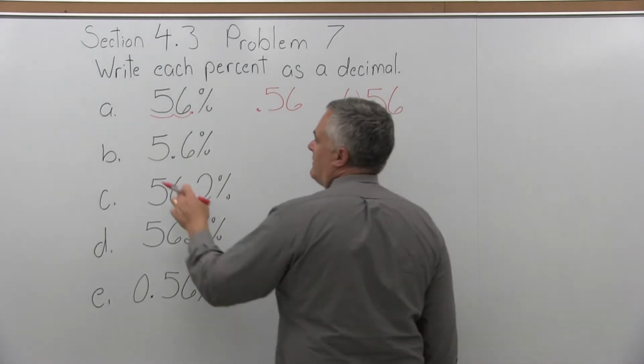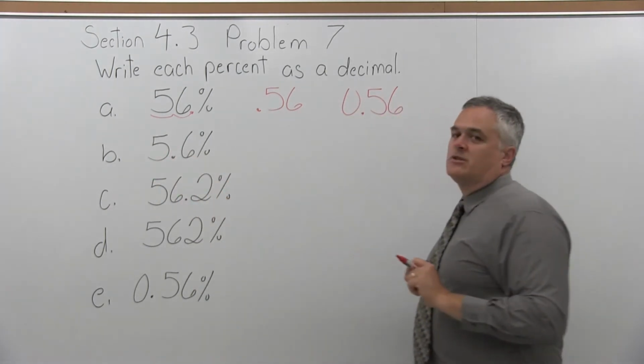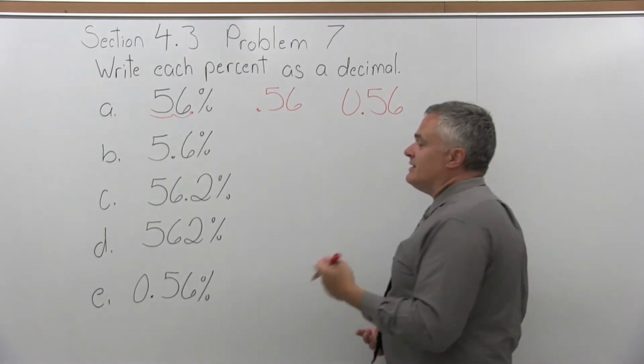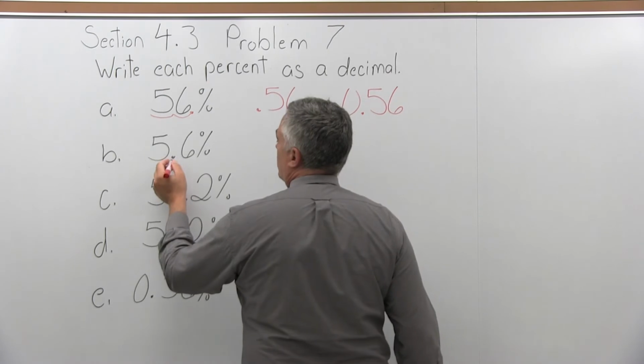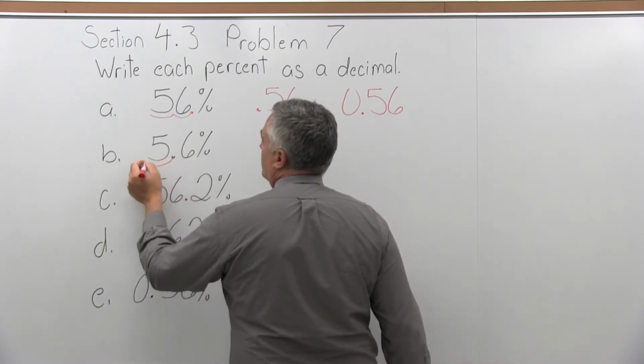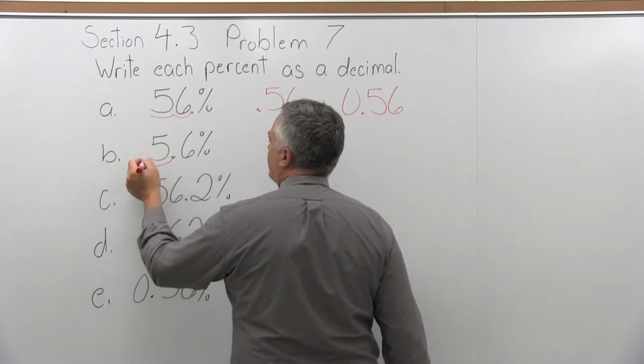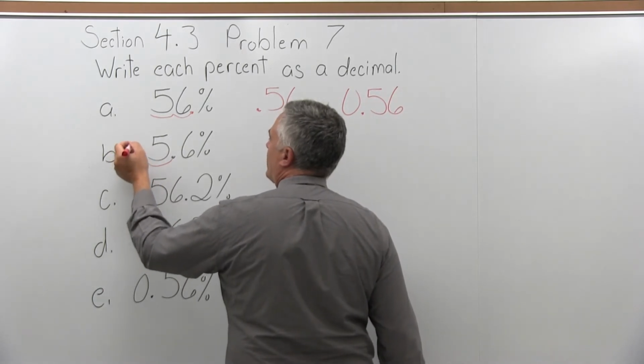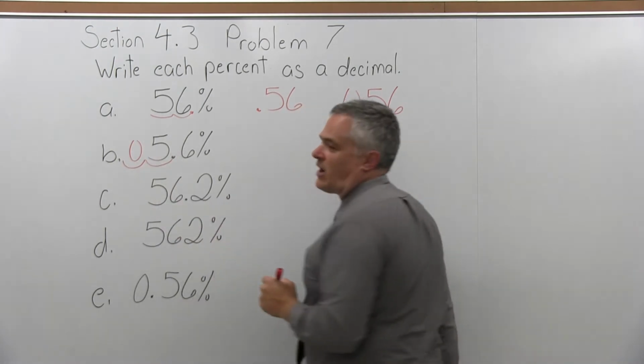The next one, part B, 5.6%. You want to make that percent into a decimal. So again, you want to move the decimal point 2 positions to the left. This time the decimal point is written in the problem. So to go 2 positions to the left, the first position comes in front of the 5. And now there is no more to move. So you can still move it. You create a blank spot that you will fill in with a 0.